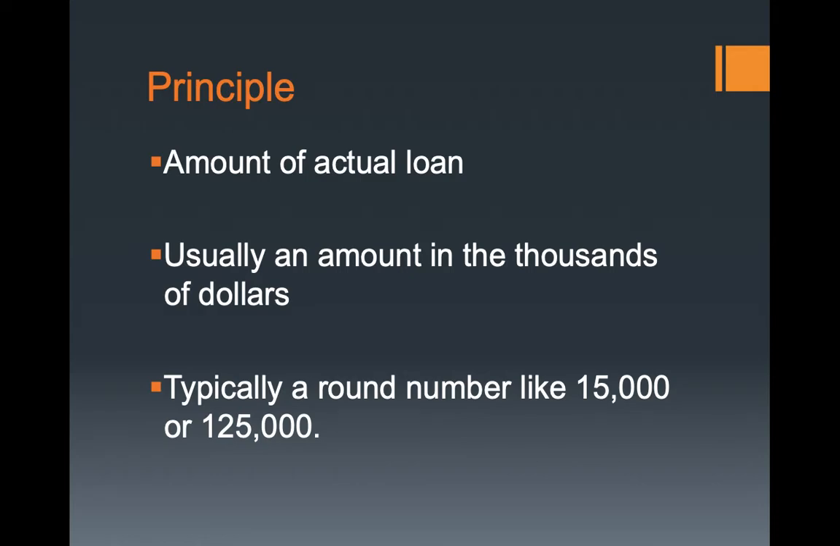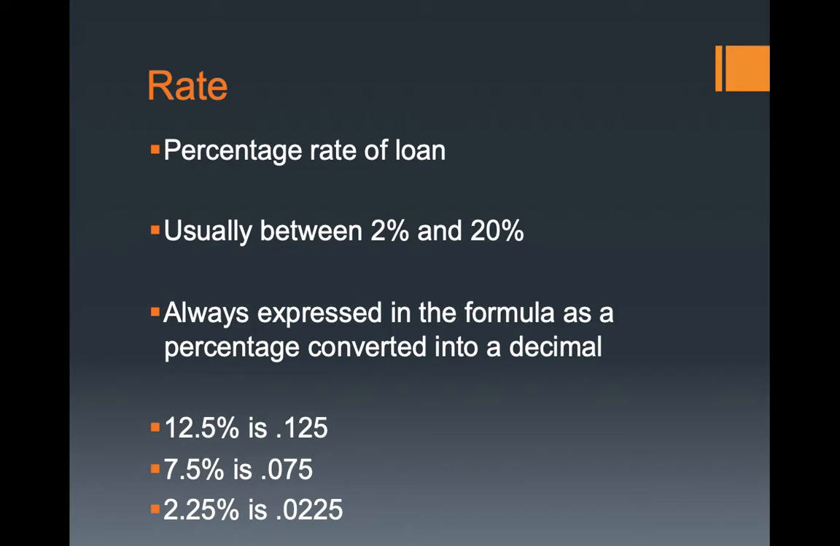Principal is the amount of the actual loan. It's usually in thousands of dollars, and it's usually a very round number: 5,000, 15,000, 30,000, 125,000. The rate is the percentage rate of the loan, and usually it's somewhere between 2 and 20%. Depends on if it's a credit card loan or a car loan or whatever it is, and it's always expressed in the formula as a decimal.